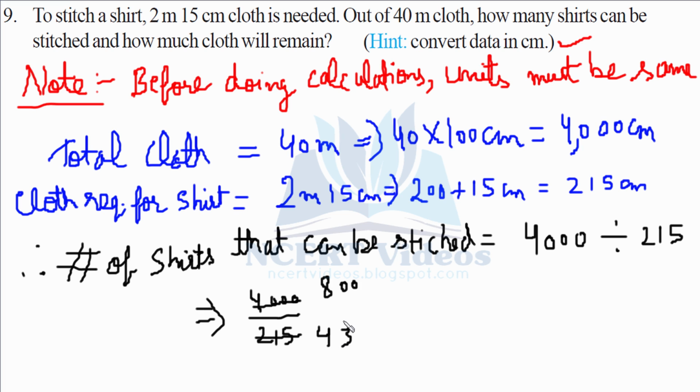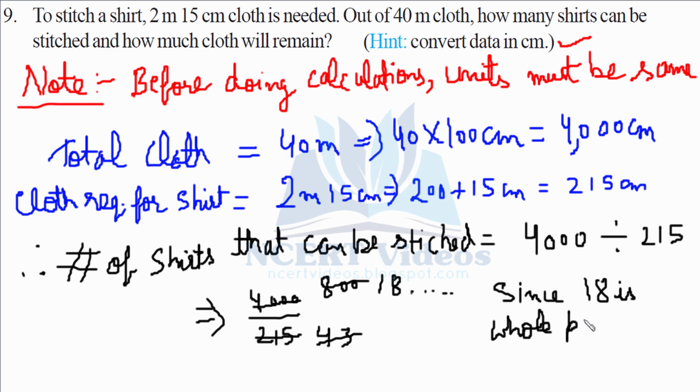Now further dividing it, it is not exactly divisible, but the whole part can be achieved. That is 18 point something would be the answer. We don't have to do anything with the something part. So 18 would be your answer, because 18 is a whole part. Therefore 18 total shirts can exactly be made out of the 4,000 centimeter cloth. That is your question number 9. That is how you will do such type of questions. So 18 shirts.